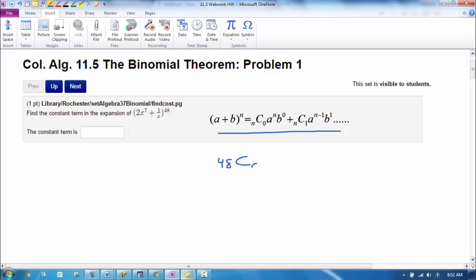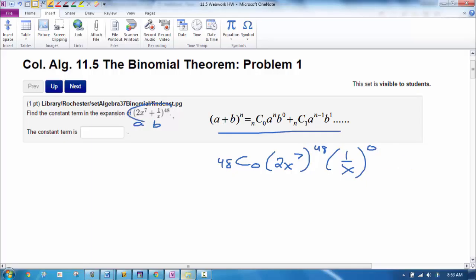And then it's A, which is the first thing, which in this case is right here. Here's A and here's B. So it's 2x to the 7th raised to the nth power, which is 48, times the second thing, which is 1 over x to the 0th power.